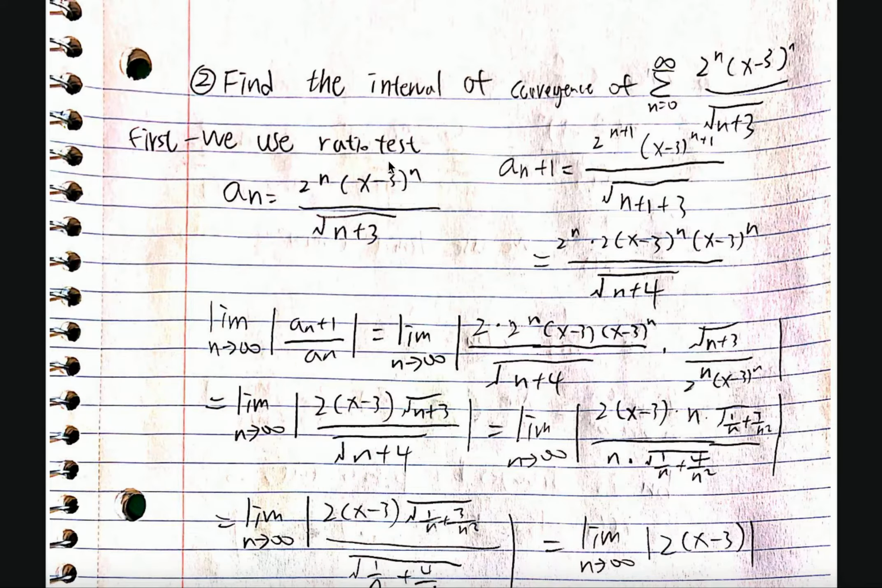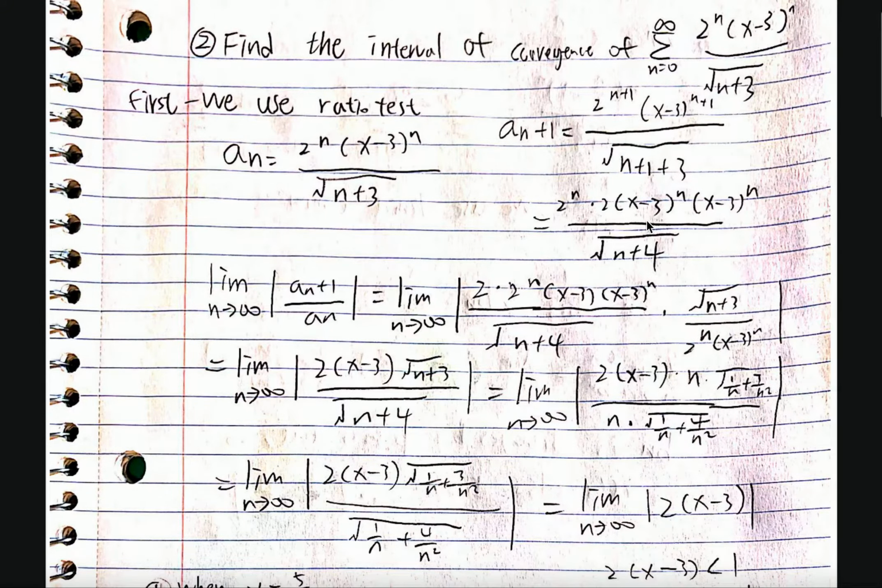So first we use the ratio test. a_n equals 2 to the power of n times (x minus 3) to the power of n over the square root of n plus 3. So we can write a_(n+1) equals 2 to the power of n plus 1 times (x minus 3) to the power of n plus 1 over the square root of n plus 1 plus 3, which is the square root of n plus 4.